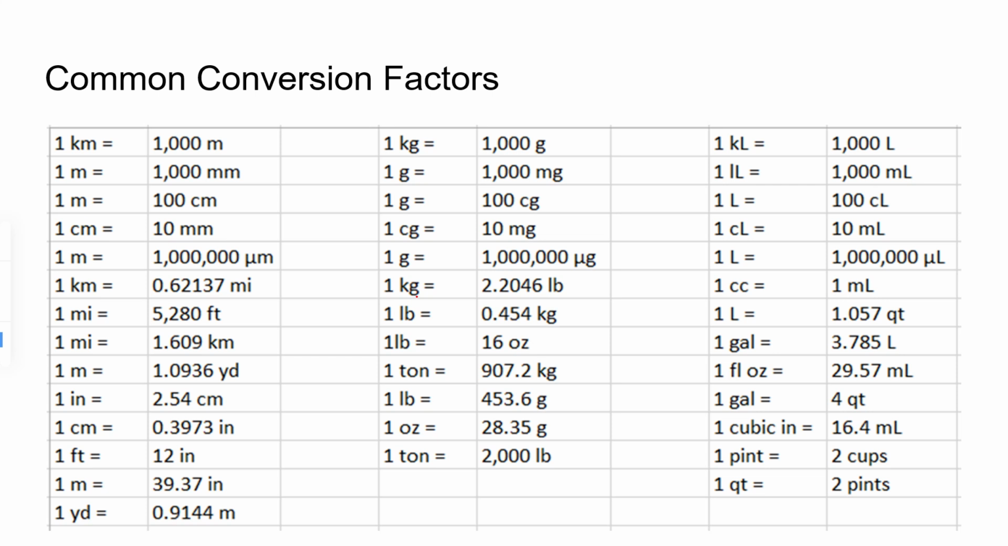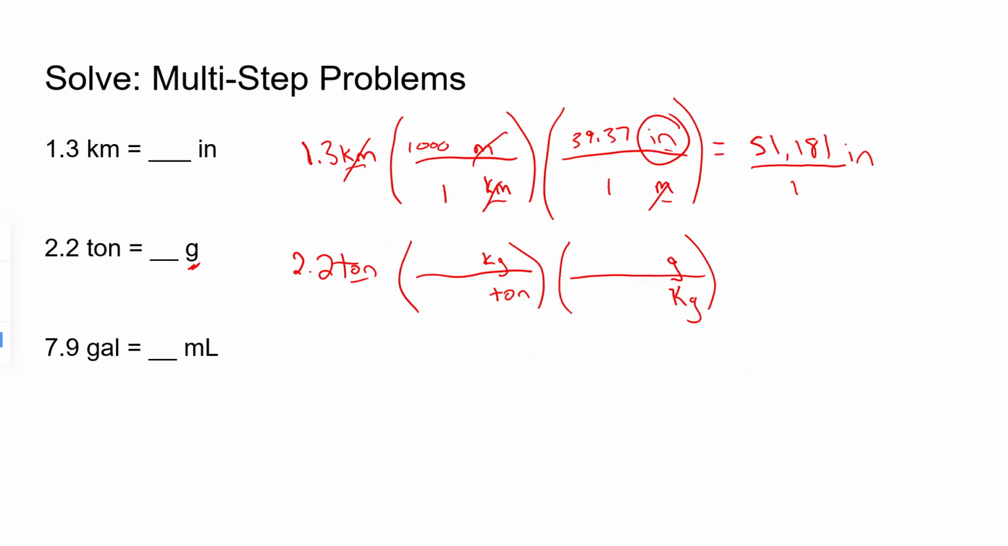1 kilogram, sorry, let me see, 1 ton is 907.2 kilograms. Then we have 1 kilogram is 1,000 grams. So again, since we have the ones on the bottom, we could just ignore them. We can then cross out our units, make sure our units cross out. We're ending with the grams, and we're just going to multiply across the top.